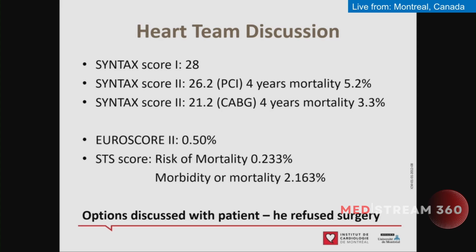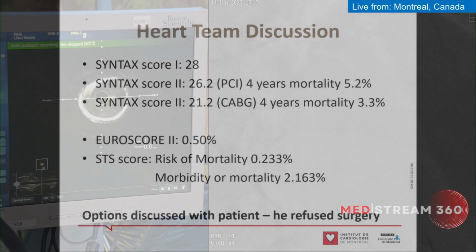He really wanted to have the percutaneous solution, which we said is doable, with a maybe increased risk of restenosis and recurrent angioplasty, and always the other option of going to surgery at some point in the future. Today we asked him again if he wanted to have surgery, and he refused. So we consented him for the angioplasty today.